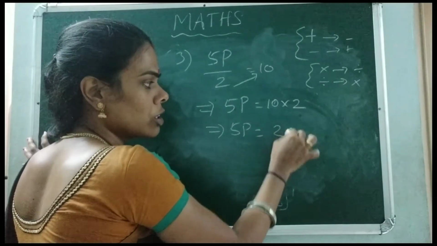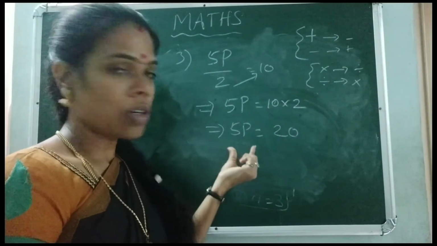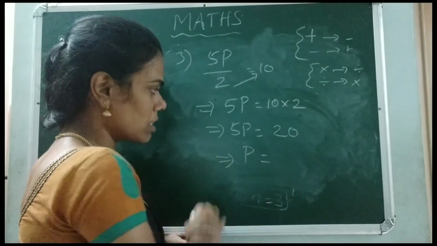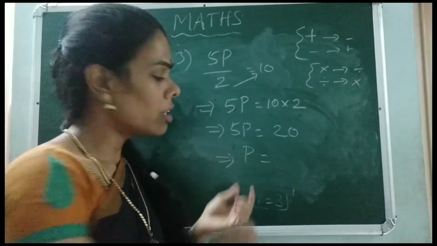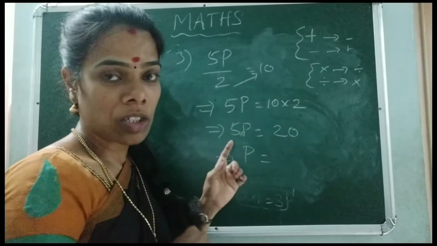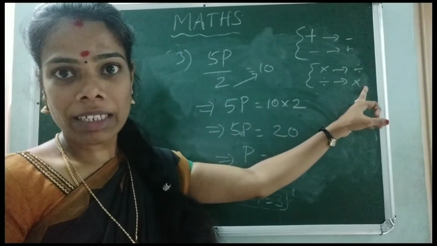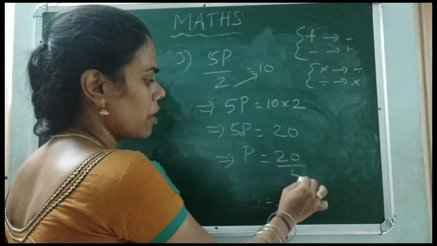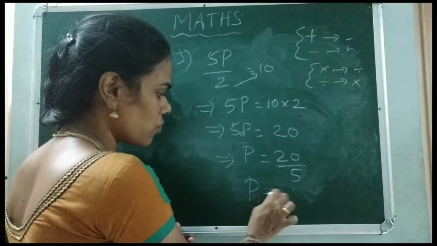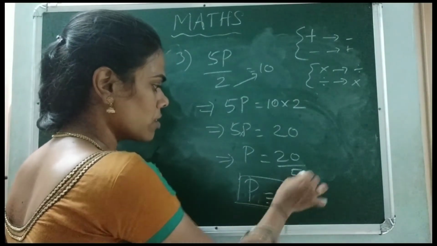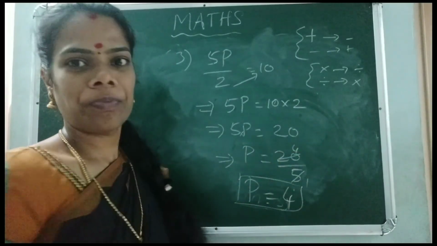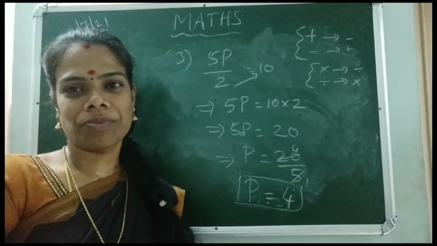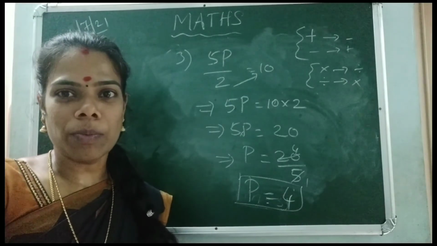So what is the answer? 5p equal to 20. Now look, you have to find only the p value. So keep p alone on this side. This 5 is not needed, because 5 is in multiplication. When it goes to the right side, multiplication changes into division. So you have to divide by 5. So what is the answer for p? Your answer is 4. Very simple, no?